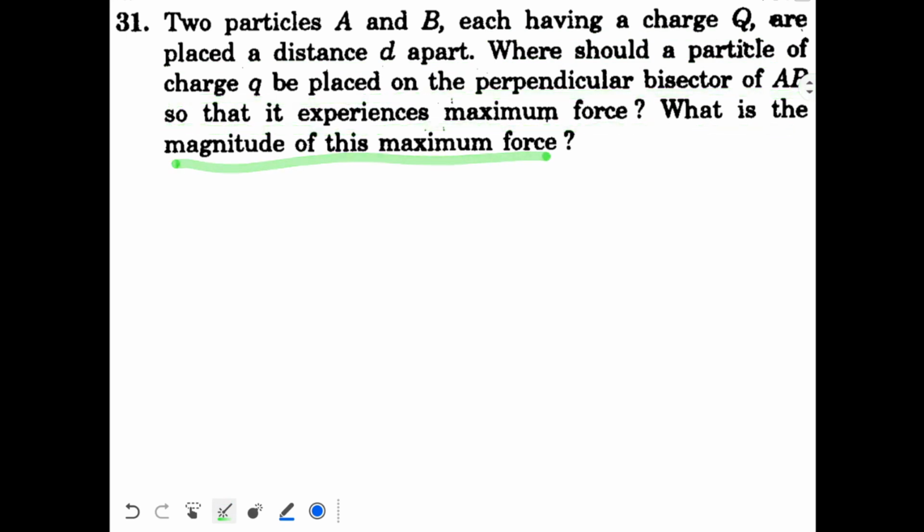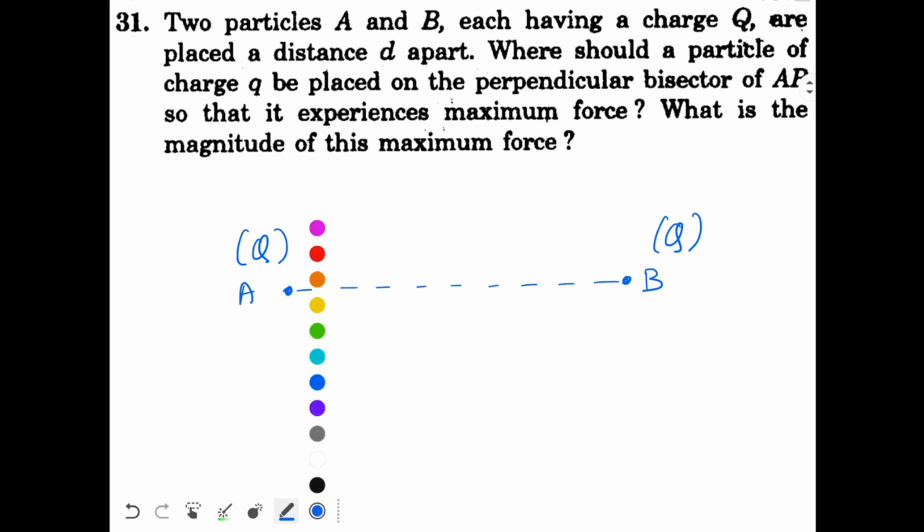Okay, so we have two charged particles A and B. This is A, this is B. Both have values of charge Q. Alright. Now let's take this as the line joining the particles, and this is the perpendicular bisector.